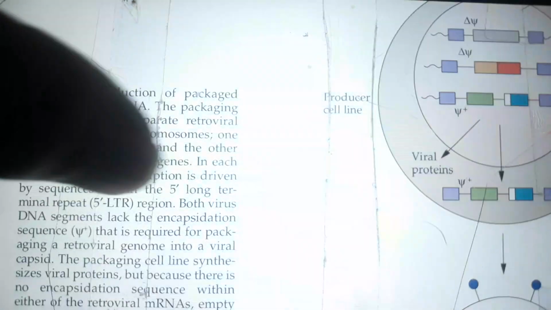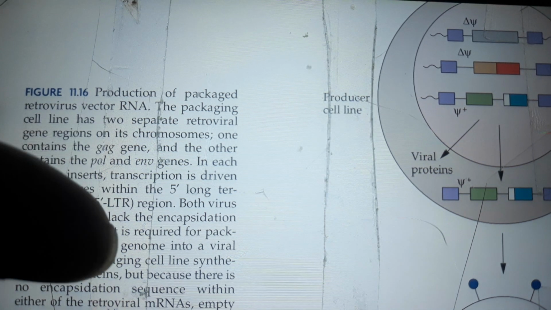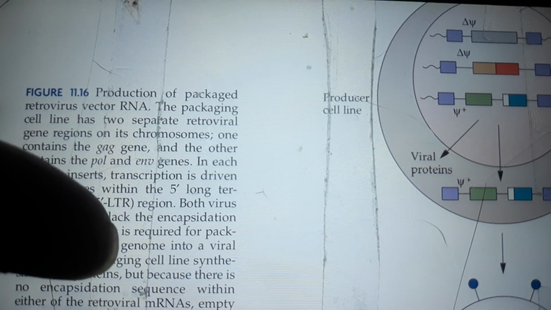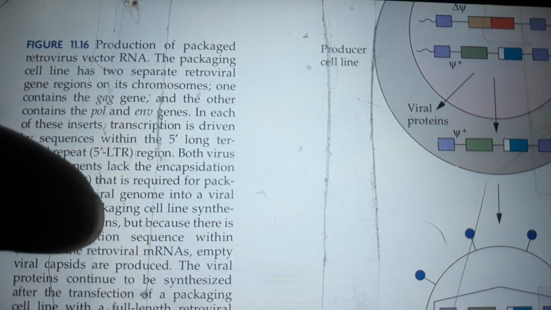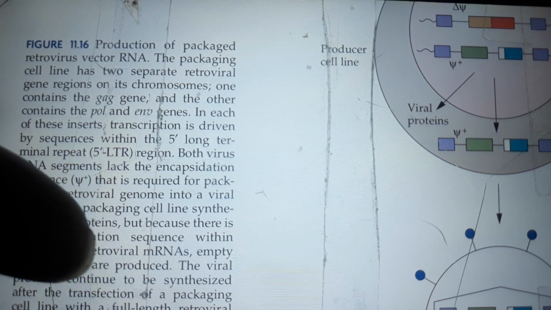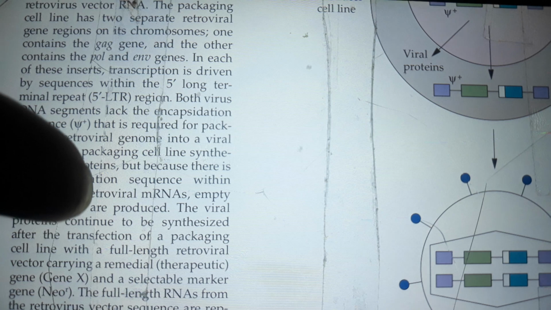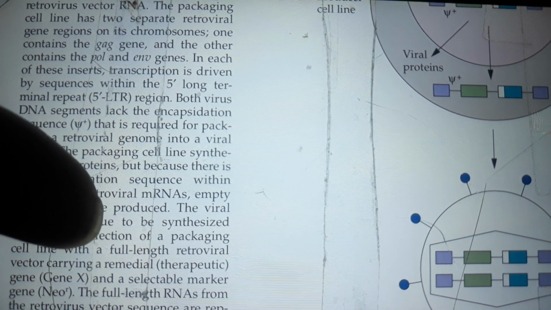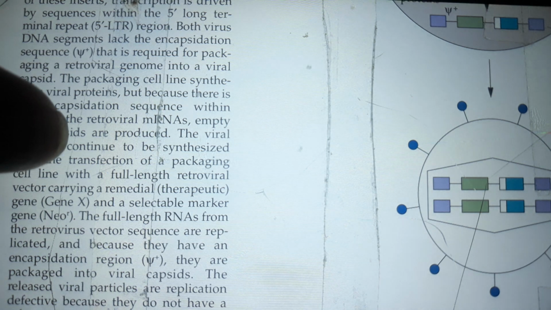This is a production of packaged retrovirus vector RNA. An illustration of that: the packaging cell line has 2 separate retroviral gene regions on its chromosomes. One contains the GAG gene, the other contains the Pol and Env genes. In each, the insert's transcription is driven by sequences within the 5' long terminal repeat, 5' LTR region. Both viral DNA segments lack the encapsulation sequence psi that is required for packaging a retroviral genome into a viral capsid.